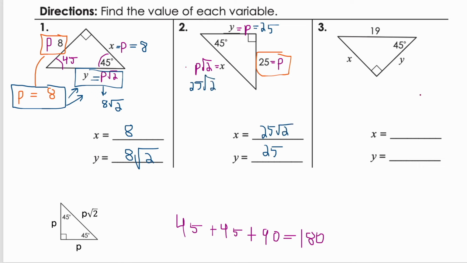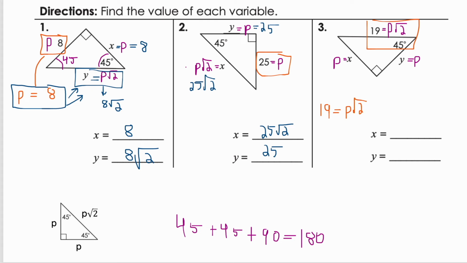All right, so the last one's going to be a little bit tougher, but it's the same steps. First, you put down all the letters. So p root 2, p, and p. And you know this because across from the 45s are p, and across from the 90s, p root 2. Now, what makes this one tougher is our known side, 19, isn't just equal to p, it's equal to p root 2. So now we actually have to solve an equation. So in this case, 19 is equal to p root 2.